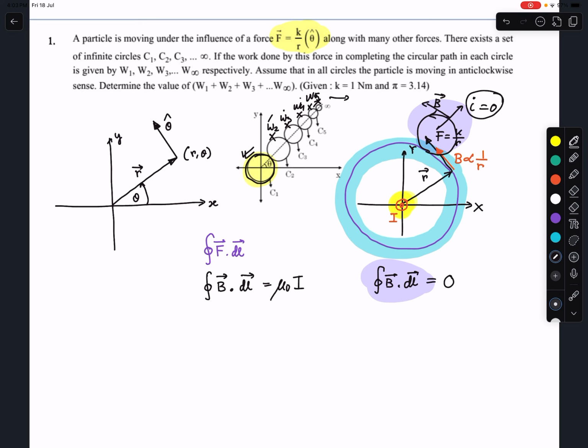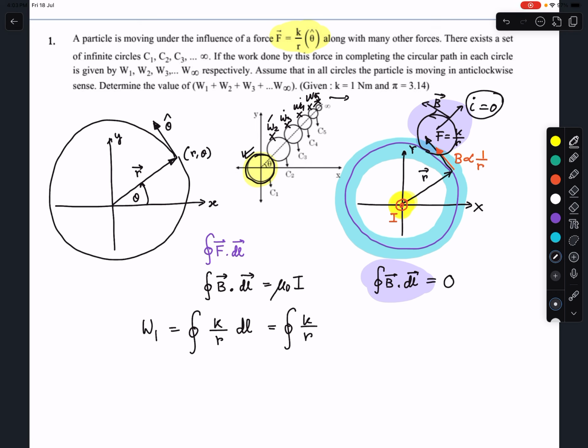So W1 is the line integral of this K by r force times dl. This is constant. So it is actually integration of K by r, say around a circle of radius r. Integration of dl will be 2 pi r. So therefore this W1 will be equal to 2 pi K, and W2 will be 0, W3 will be 0, all the other works done will be 0.